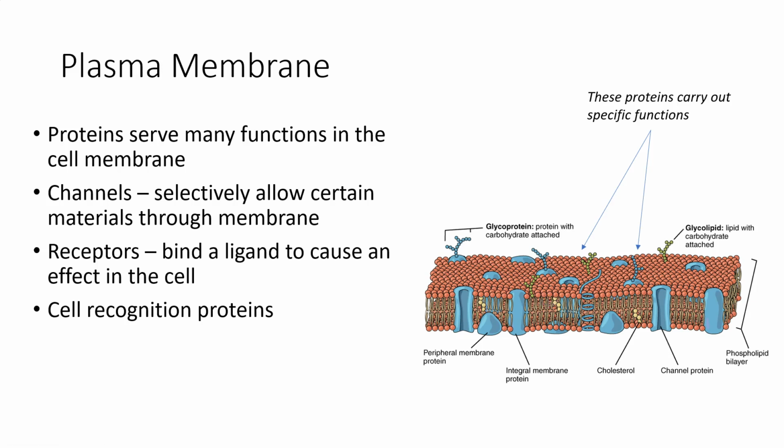On the plasma membrane, we have a number of proteins that serve different functions for the cell. For example, you might have a channel protein that will selectively allow certain materials through the membrane. This might be something like a glucose channel. We also have receptors on the cell that bind to a ligand or some sort of substance to cause an effect in the cell. We have proteins that allow for recognition of the cell by our immune system. And so all these proteins on the plasma membrane carry out specific and important functions.